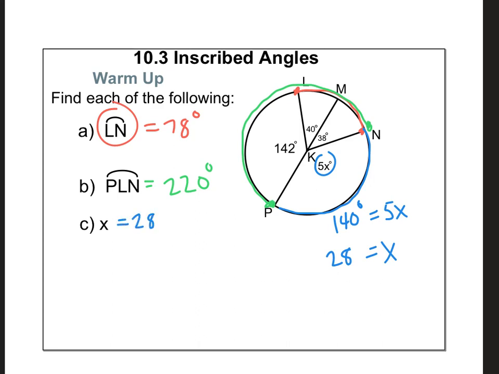Okay, and that was just using the theorem from last section, that the measure of the arc is equal to the measure of the central angle. And again, the central angle means that its vertex is in the center of the circle. We will see something slightly different coming up right now.